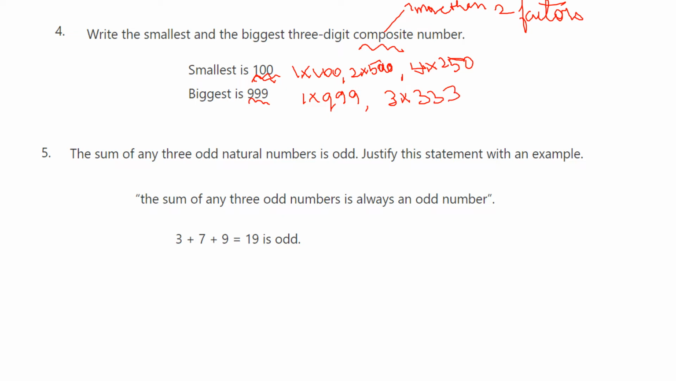Next question, the sum of any 3 odd natural numbers is odd. Justify this statement with an example. So here we take 3 plus 7 plus 9. If we add 3 plus 7, 10, 10 plus 9, 19. 19 is also odd. So we justify this statement. The sum of any 3 odd numbers is always an odd number.